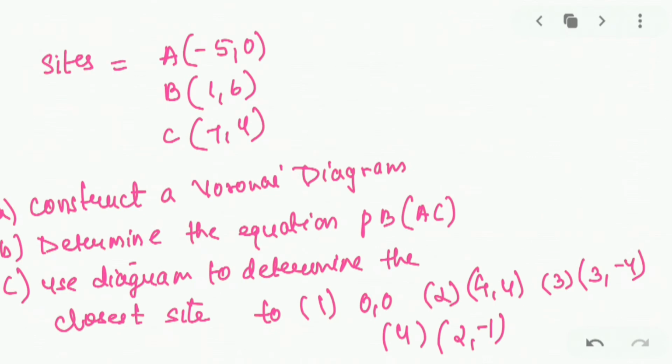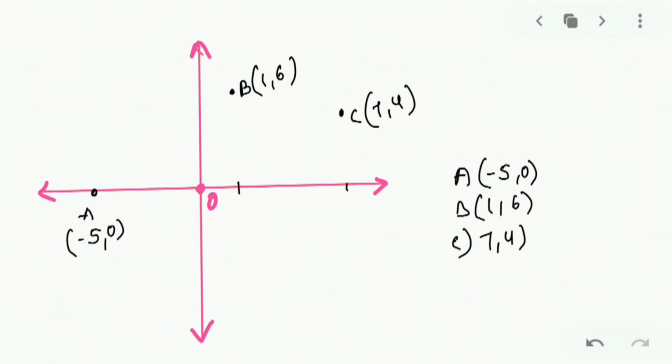Come on, let's take the first example. In my first example, I have given you the coordinates of the sites, that is A (-5, 0), B (1, 6), and C (7, 4). You have to construct a Voronoi diagram. Let's start. I have already plotted the points, and we now have to construct the Voronoi diagram, which means we have to take the perpendicular bisector between two given points. So first we will take the perpendicular bisector, that is PB, between A and B.